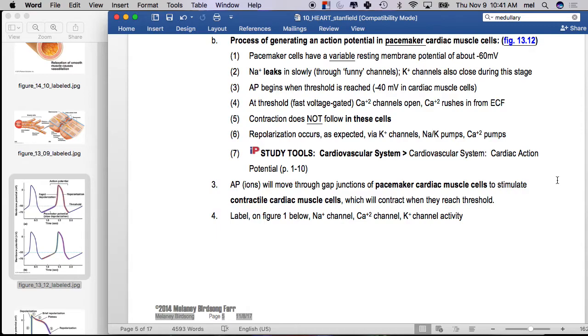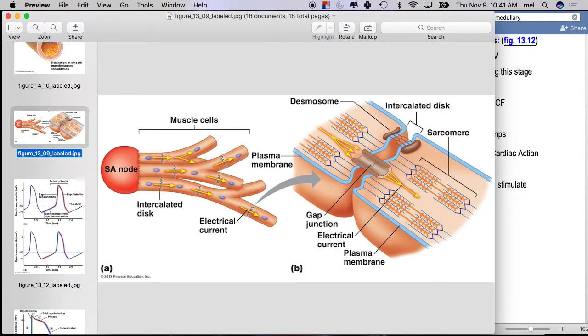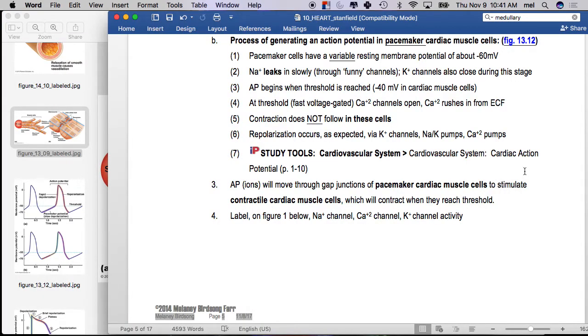So no contraction follows in these cells. What happens is they take all that sodium and calcium that they got and they send it through gap junctions to their friends, the contractile cells. They're going to send it through the gap junctions in the intercalated discs. Yes? That makes sense to you? Okay. And then, of course, they're going to need to repolarize before they can get their next action potential. Does that make sense? Okay, so I want you guys now to tell me how I'm going to repolarize. You don't have to memorize repolarization. You just have to put everything back where you got it, right?